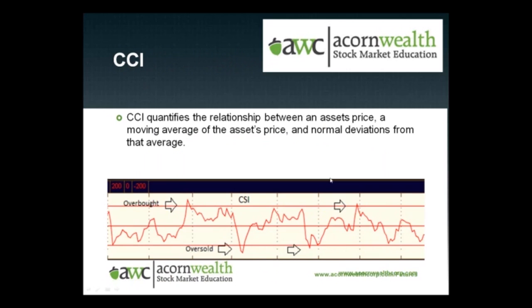CCI. CCI is another overbought, oversold type of indicator where we're looking for it to be outside its band. So we're looking at a 200 period on CCI for oscillating stocks, like Head and Shoulders, for example, looking for that to be outside the bands.